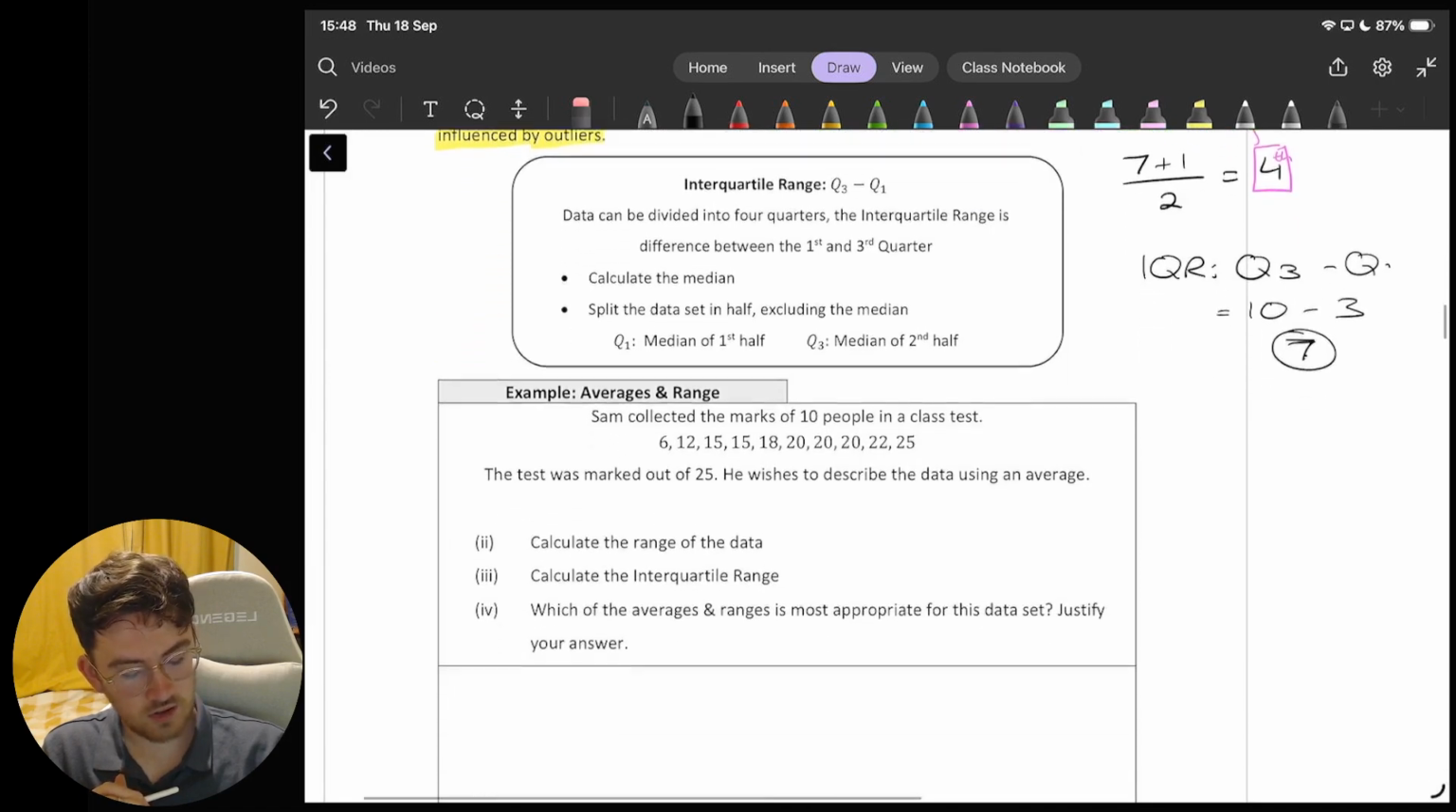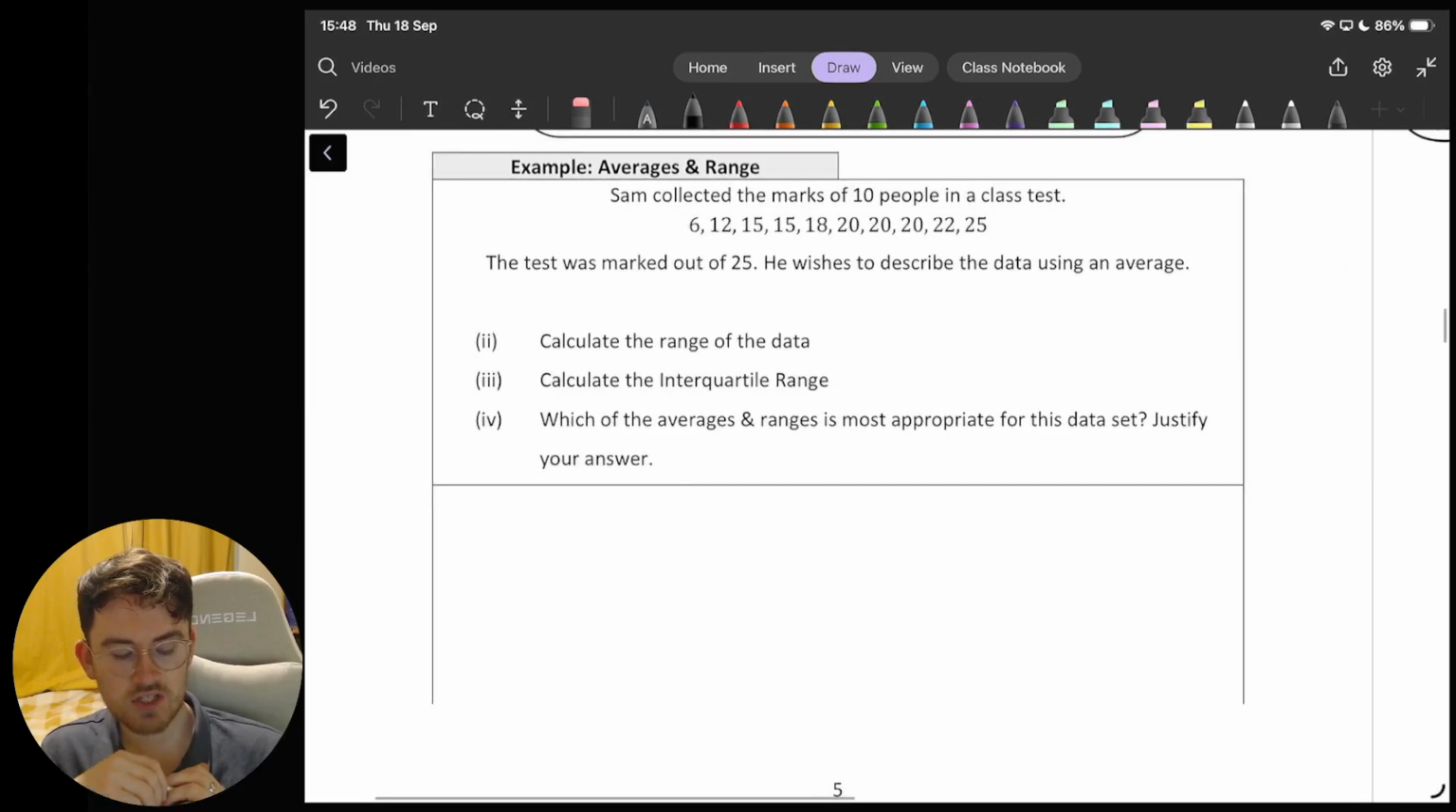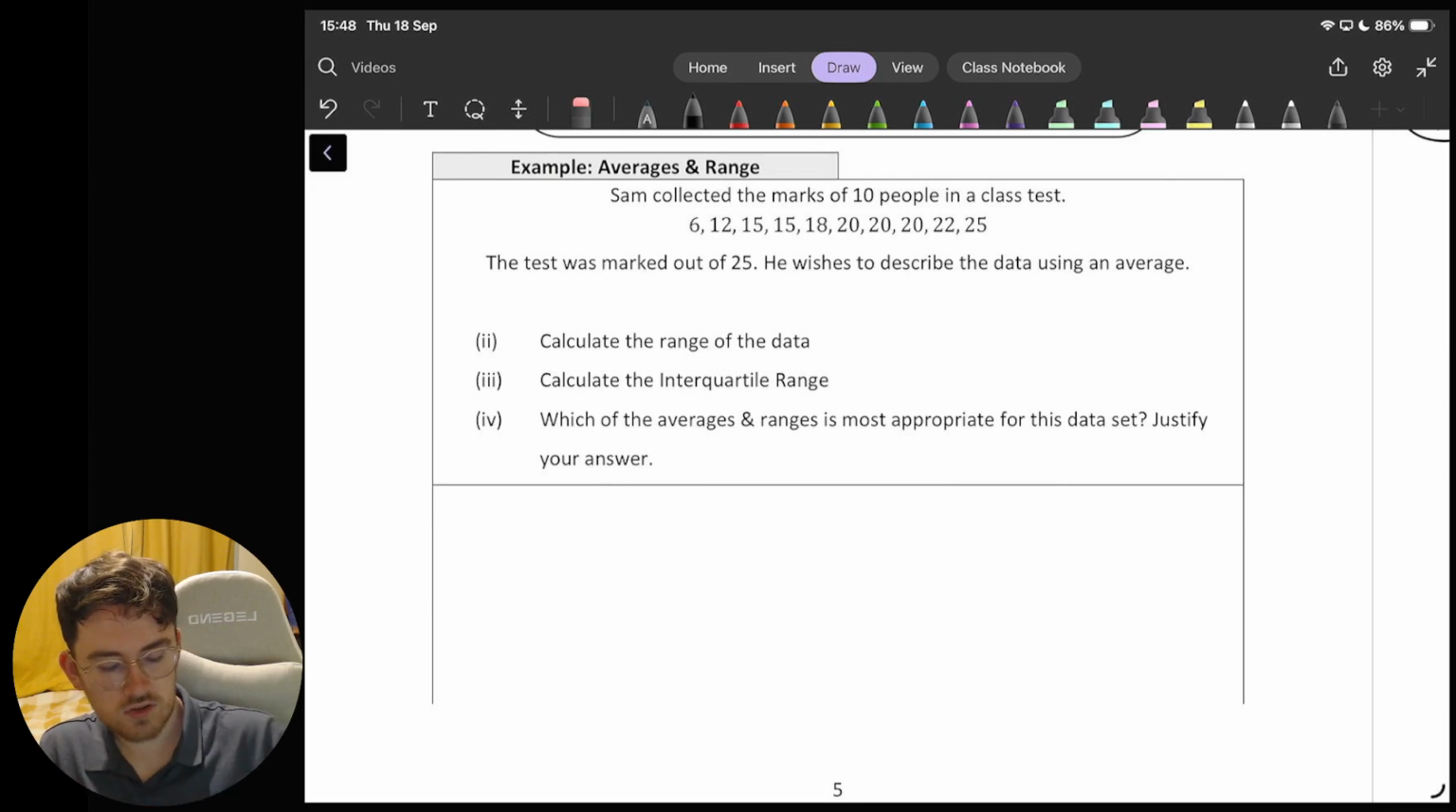So let's look at another example where we're doing that. In this example, Sam collected the marks of 10 people in a class test. The only other thing that I've forgotten to really emphasize, because it's part of our median, is to make sure that our terms are in order, which they are here. So the first part asks me to calculate the range. The overall range is just the biggest take away the smallest, which is 19 here.